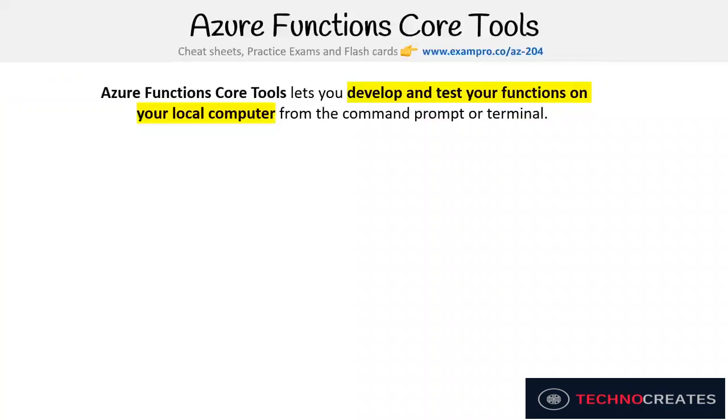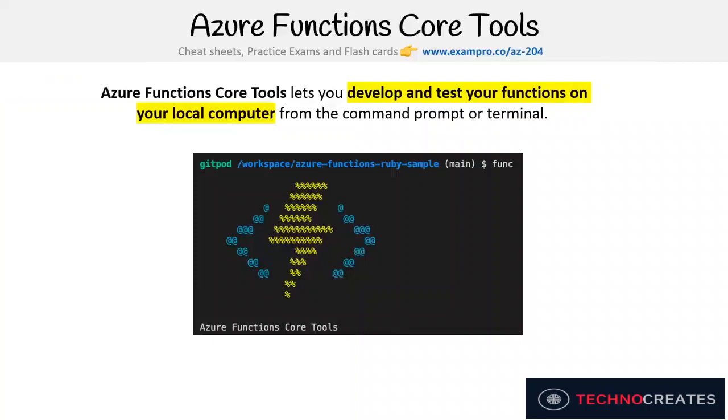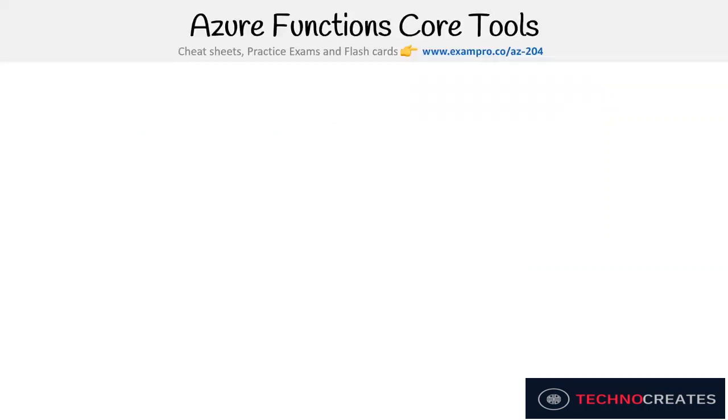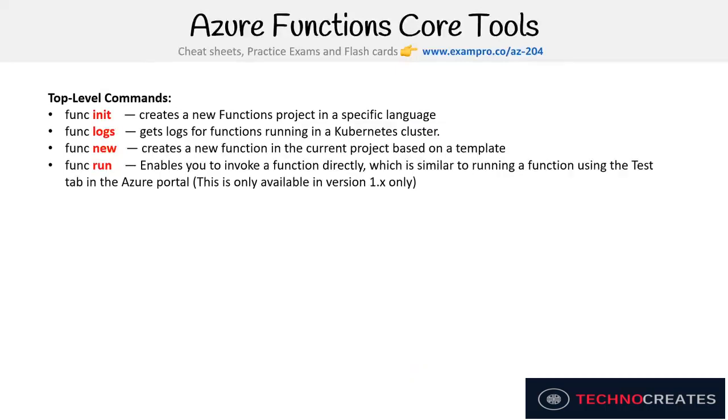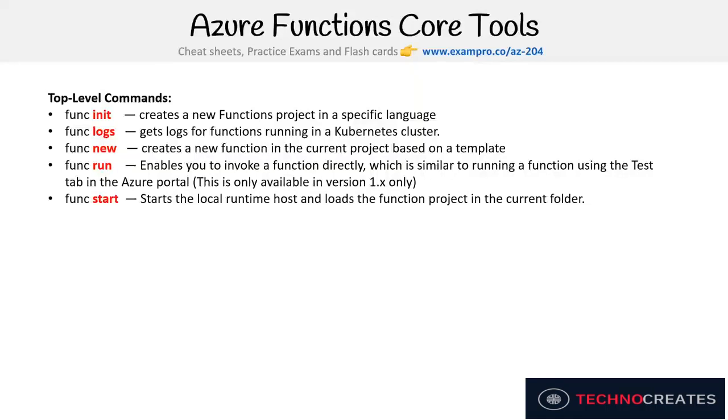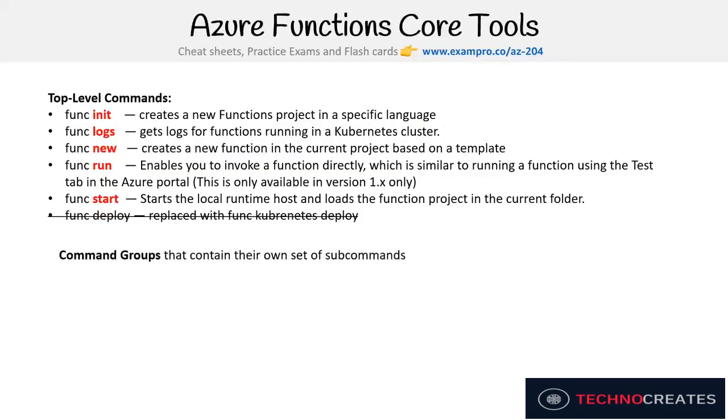Okay, so Azure Functions Core Tools lets you develop and test your functions on your local computer from your command prompt or terminal. So it's a CLI, and you type in func, and it allows you to do a whole host of things. So let's take a look at the top-level commands. We have init, to create a new function project in a specific language. Logs, to get the logs for functions running in a Kubernetes cluster. New creates a new function in the current project based on a template. Run enables you to invoke functions directly, which is similar to running a function using the test tab in the Azure portal. Start starts the local runtime host and loads the function project in the current folder. Deploy, which was replaced with func kubernetes deploy.